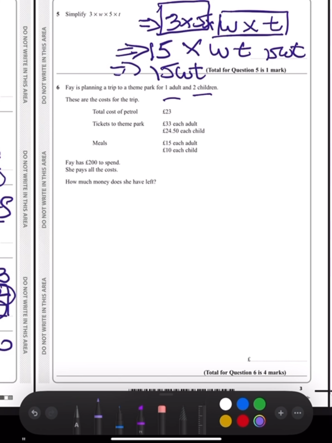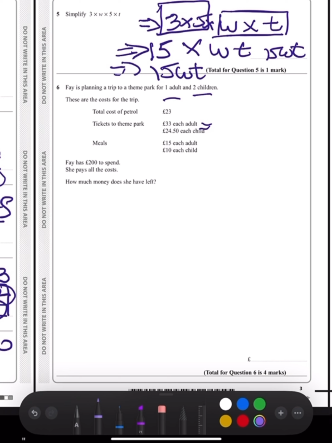Tickets to the theme park. So when we know it's 33 each adult, we simply know that there is one adult. So for one adult, it will obviously stay for it to be £33. Unless there were more than one, then we would do a different method, which is again multiplication. If it was 2, then we would do 33 into 2. So we'll get the price for 2 adults to the theme park.